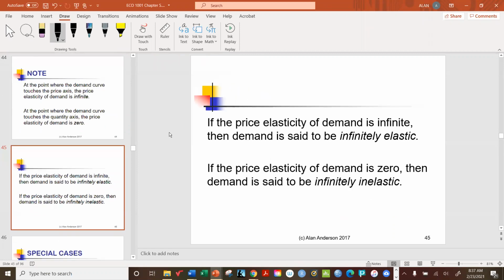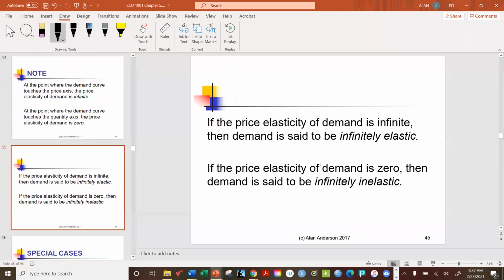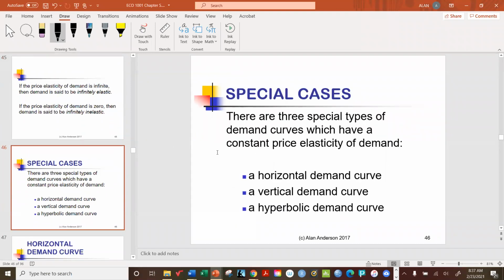For example, one more thing I forgot. Down here at the bottom, we reach the point where the elasticity is 0. So we go all the way from 0 to infinity along the same curve. And then this is where we want to be. Okay. So now I just want to remind you of the special cases.